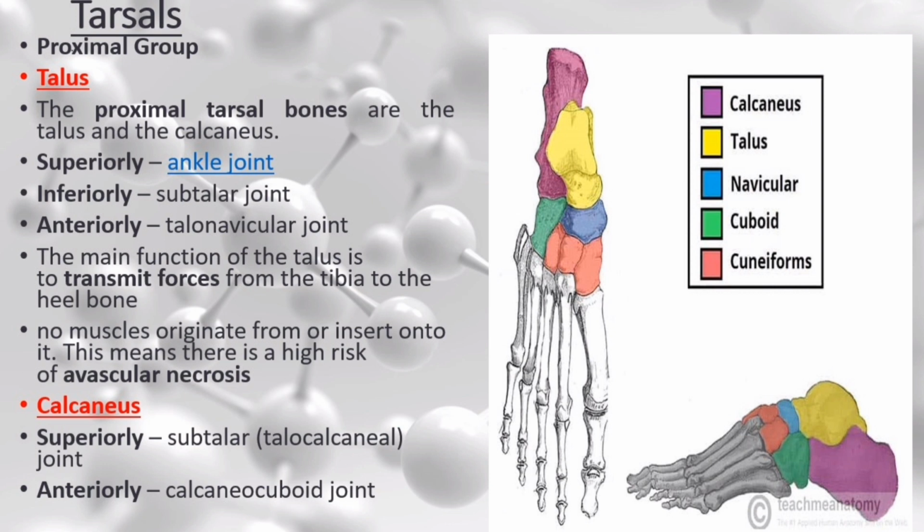Calcaneus. The calcaneus is the largest tarsal bone and lies underneath the talus, where it constitutes the heel. It has 2 articulations. Superiorly, subtalar talocalcaneal joint, between the calcaneus and the talus. Anteriorly, calcaneocuboid joint, between the calcaneus and the cuboid. It protrudes posteriorly and takes the weight of the body as the heel hits the ground when walking. The posterior aspect of the calcaneus is marked by calcaneal tuberosity, to which the Achilles tendon attaches.